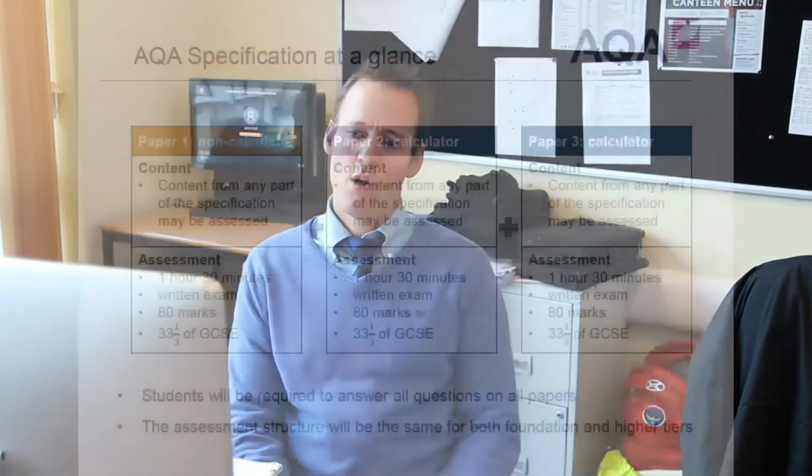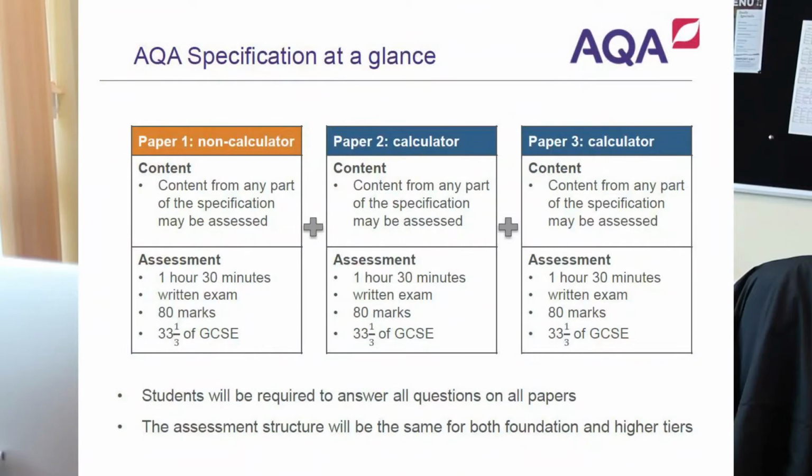AQA consists of 3 papers. Each one is equal weighting, and you can either do a higher or a foundation level. The exam consists now of 1 non-calculator and 2 calculator papers. They all have equal weightings, and they take 1.5 hours per paper. Generally, students find the non-calculator paper the most challenging. However, if you do not own a calculator, the other 2 papers are extremely difficult, so I would recommend you buy yourselves a calculator as soon as possible and learn how to work it.